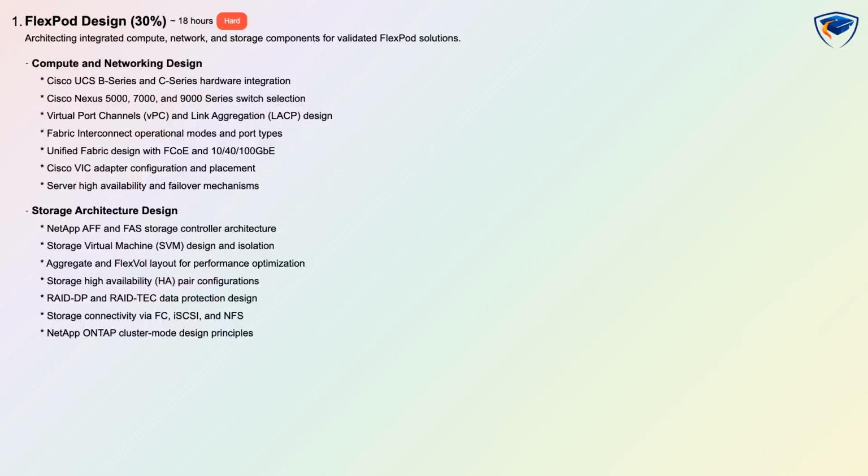You will learn compute and networking design including Cisco UCS B-Series and C-Series integration, Nexus 5000, 7000 and 9000 selection, VPC and LACP design, fabric interconnect modes, unified fabric with FCoE and 10/40/100 GbE, VIC placement, and server high availability, plus storage architecture topics such as NetApp AFF and FAS controller architecture, SVM design, aggregate and FlexVol layout, HA pair configurations, RAID-DP and RAID-TEC protection, FC, iSCSI and NFS connectivity, and ONTAP cluster mode principles.